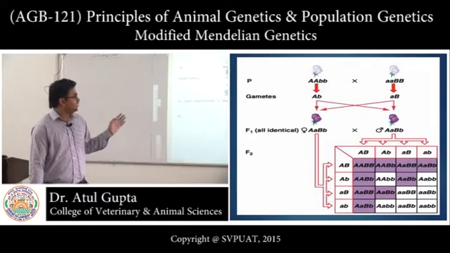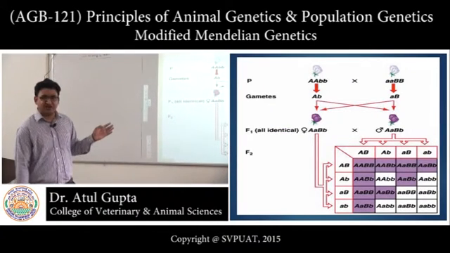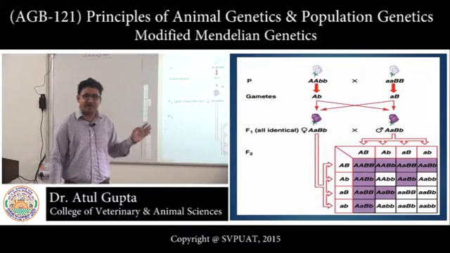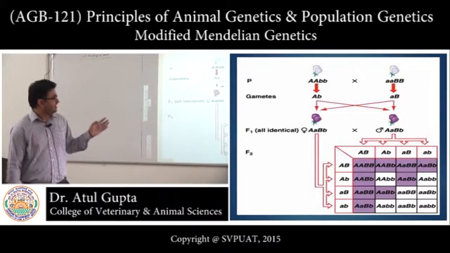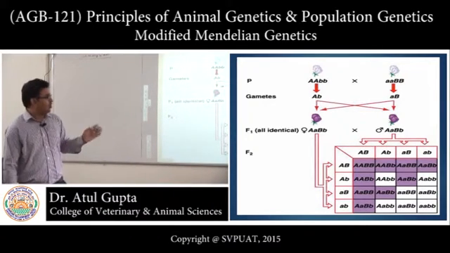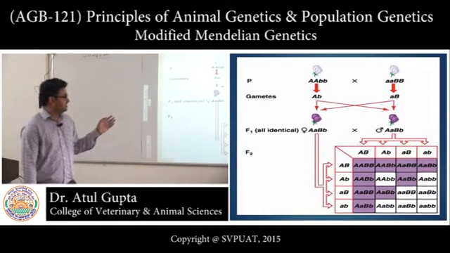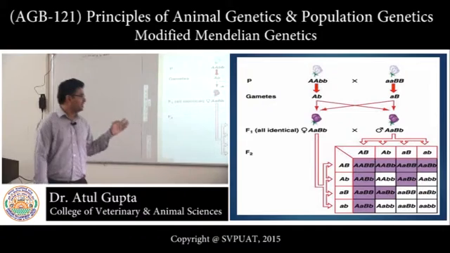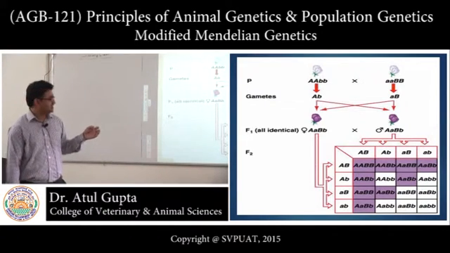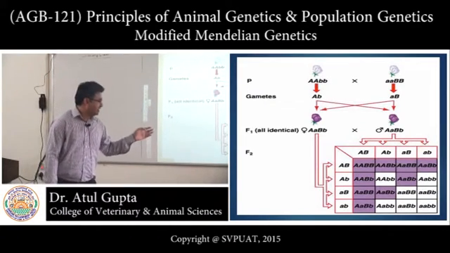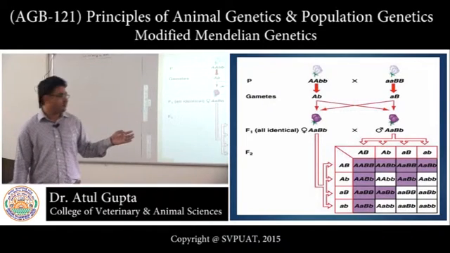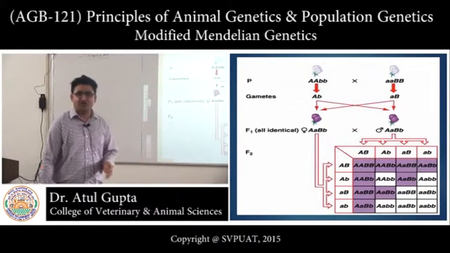Here we can see 2 plants which have white colored flowers are mated. When they are mated, in F1 we will have all purple colored flowers. But when self-pollination is permitted in these F1 progenies, then in F2 we will have a 9:7 ratio of purple and white flowered plants.